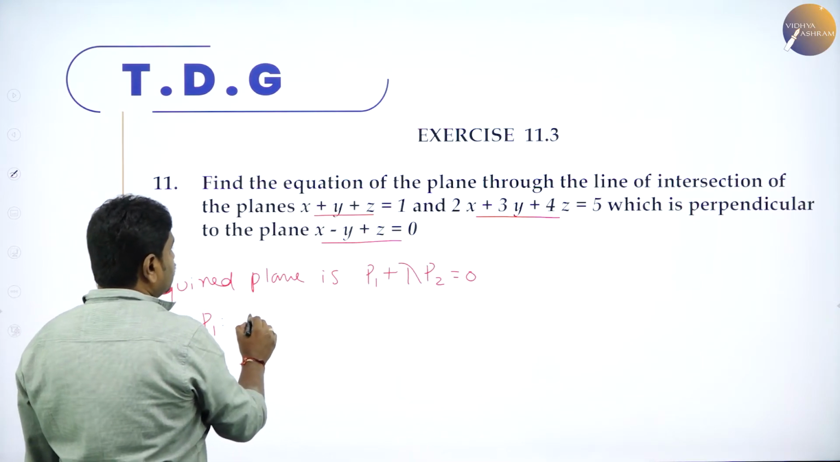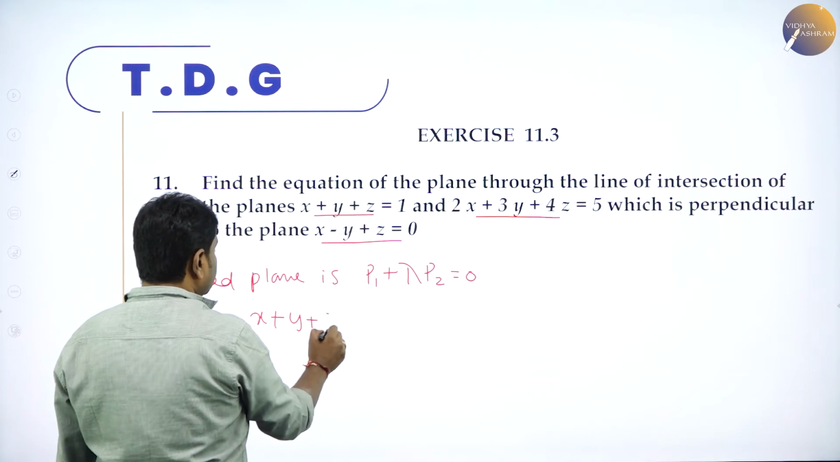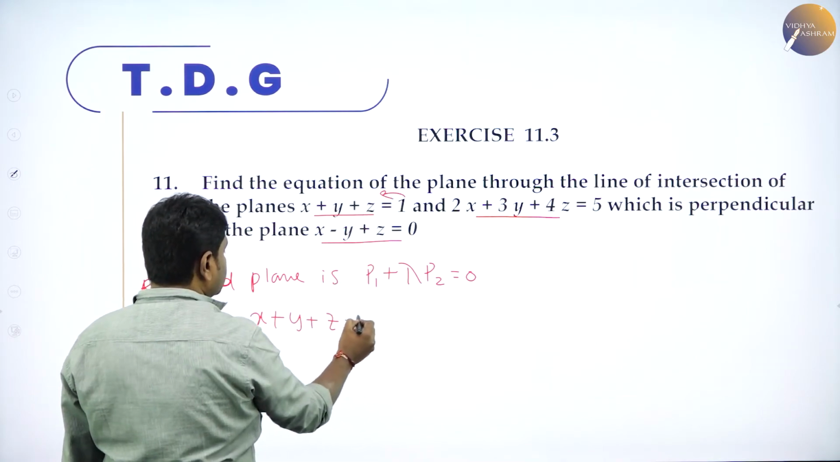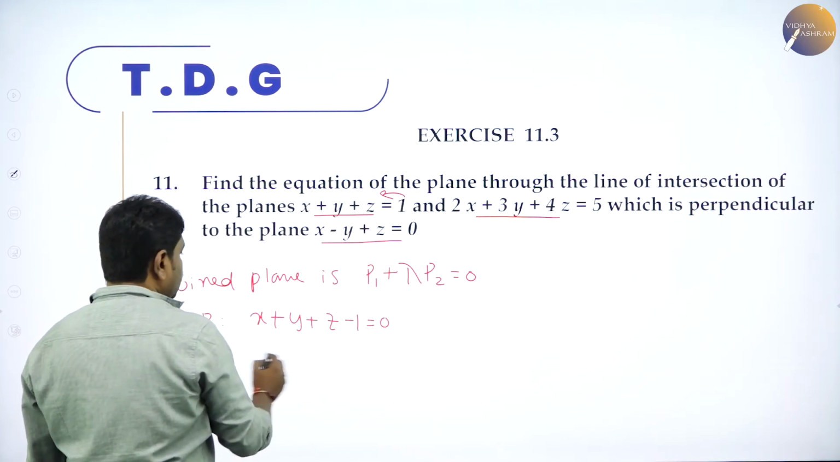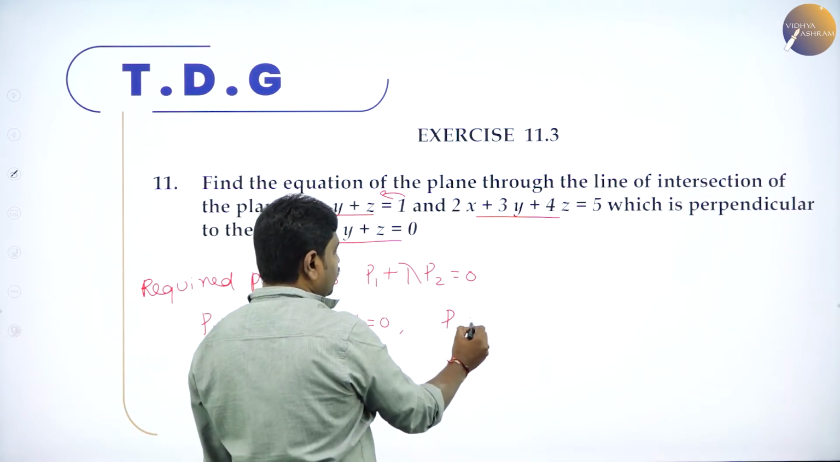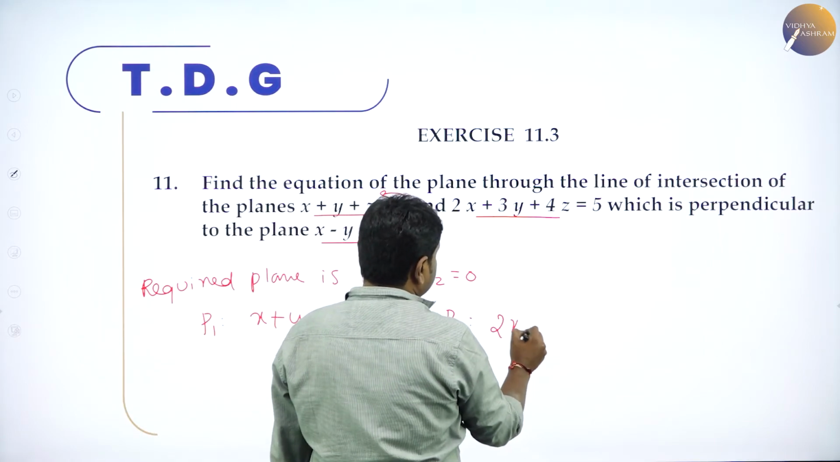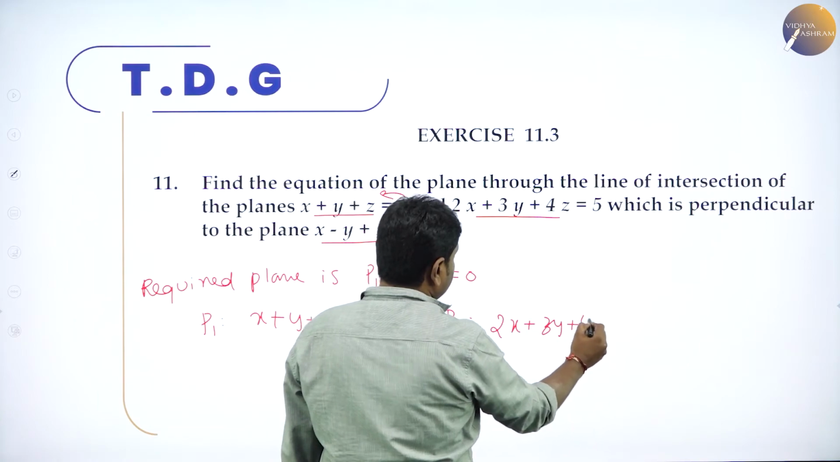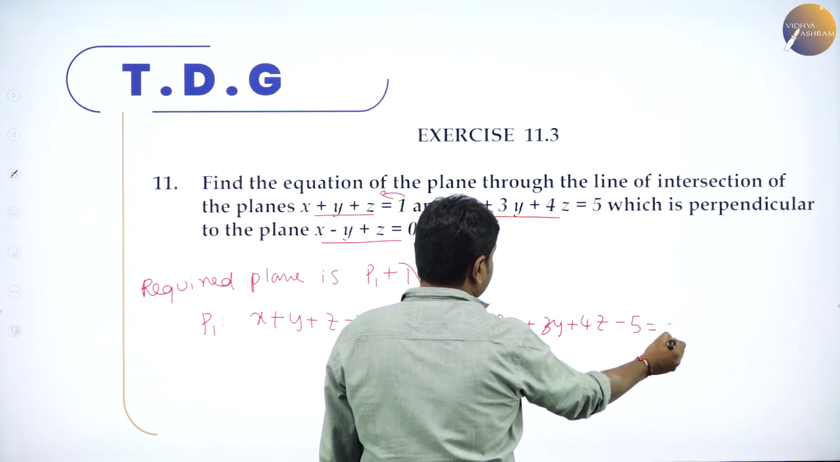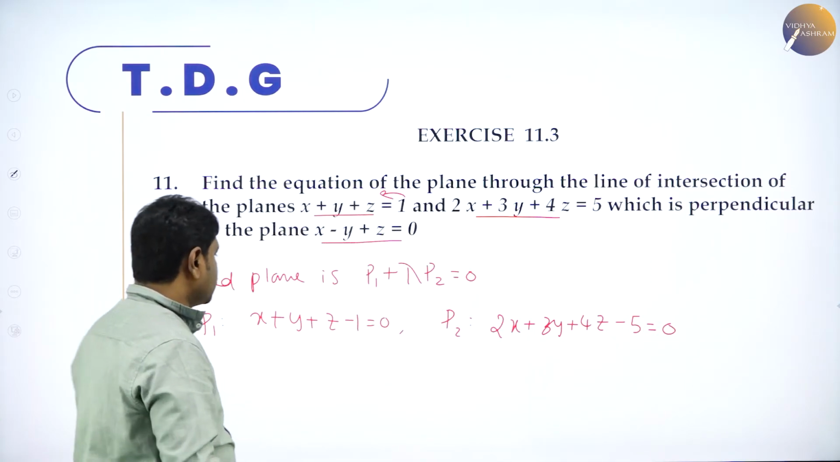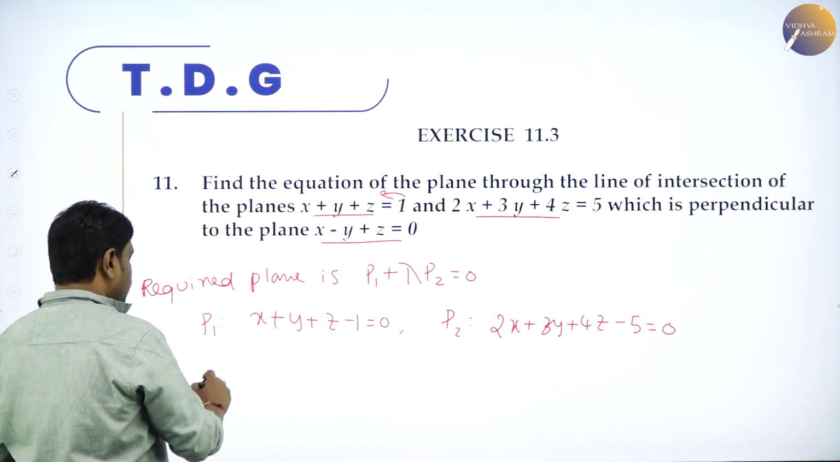What is P1? x plus y plus z, bring 1 to the LHS, so it will become minus 1 equal to 0. This is P1. And then you write P2 also in standard form. What is P2? 2x plus 3y plus 4z minus 5 equal to 0. Now you write the required plane. What is the required plane? P1 plus lambda P2.